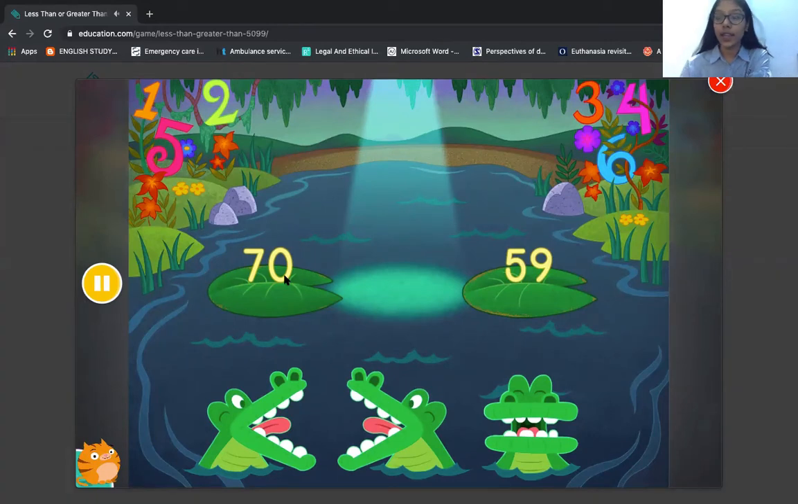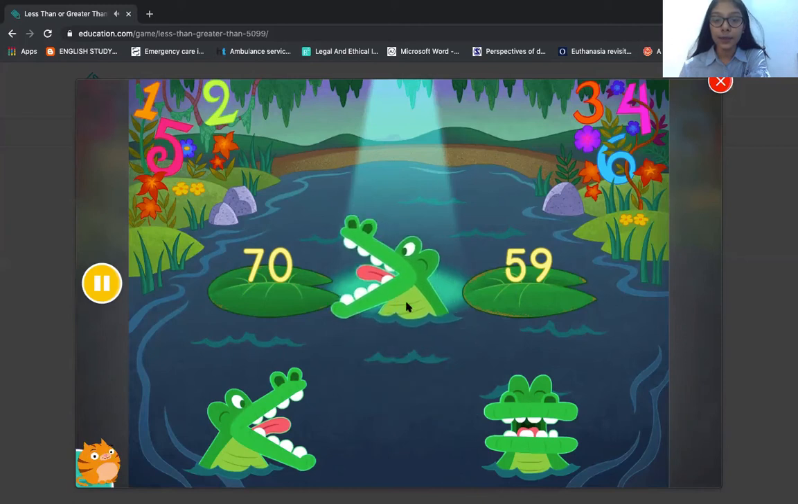On the left side, we have the number 70, and on the right side, we have 59. So now, which number is greater? I know you all are able to identify that, because 7 is at the tens place, and here 5 is at the tens place. 70 is greater than 59.